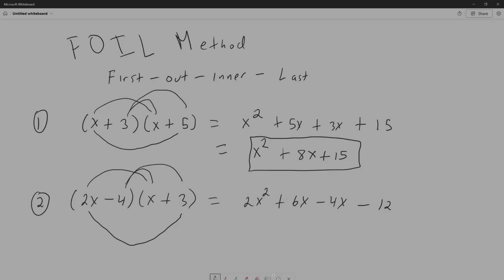Now we can combine like terms. So we're gonna do 2x squared, and we can combine 6x minus 4x. That's gonna give us 2x, then minus 12, and that will be our answer.